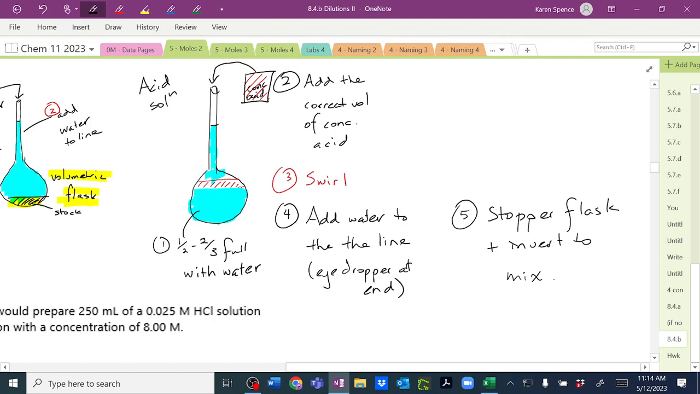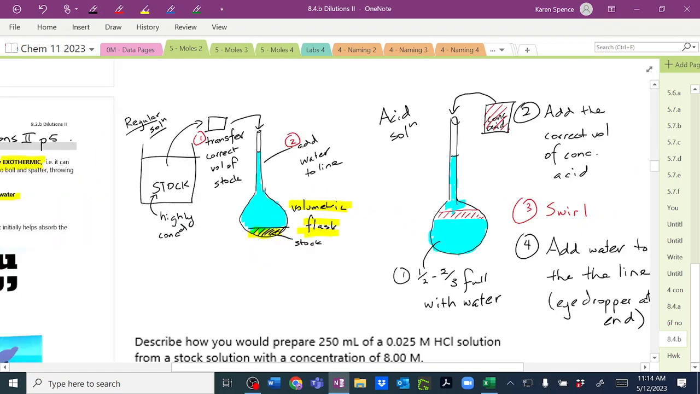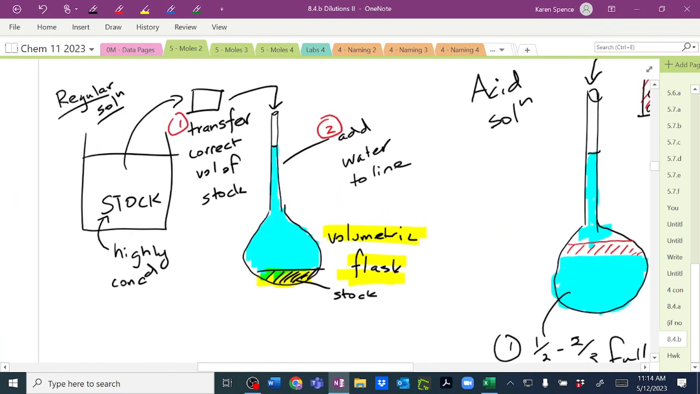Okay, so you are responsible for knowing this procedure for the acid. You're responsible for knowing the procedure for a regular solution. You are also responsible for knowing the procedure that we did yesterday. So, you were away yesterday. You will want to know what we do when we're making a solution from scratch.